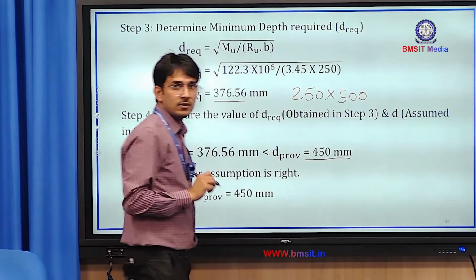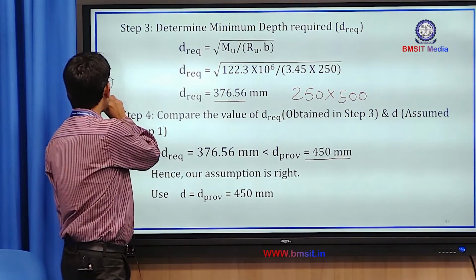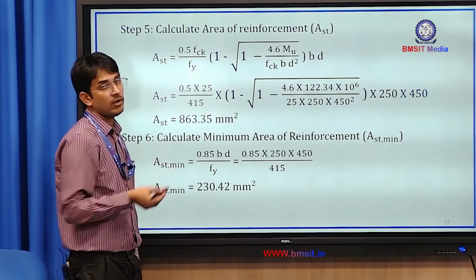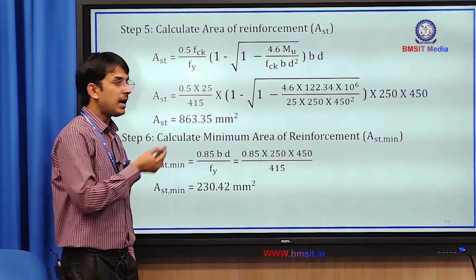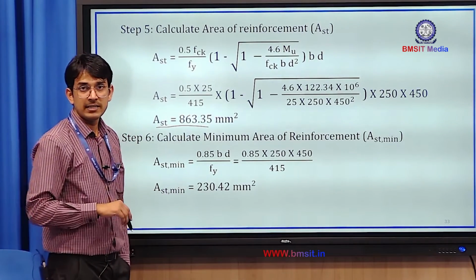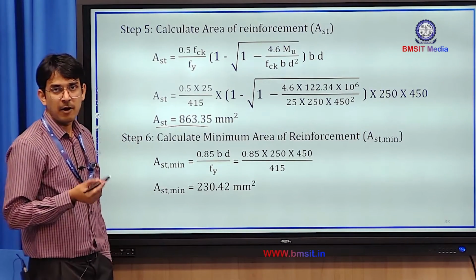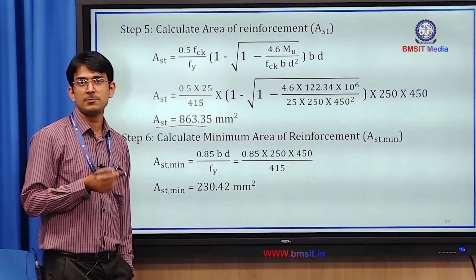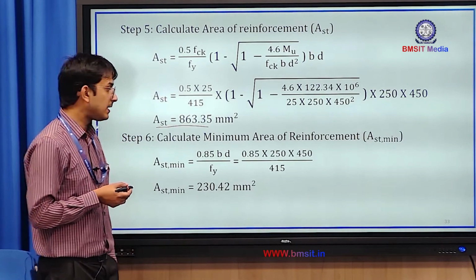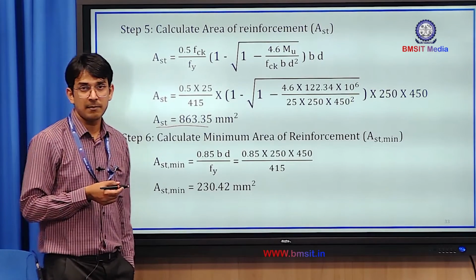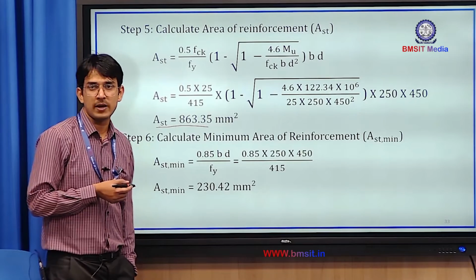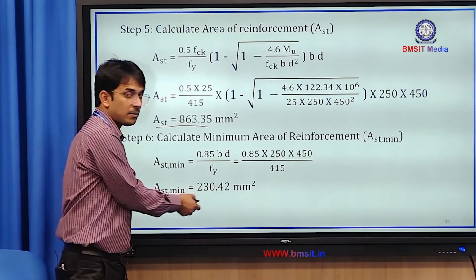It's correct. Okay. Now I will calculate the area of steel. So for area of steel, again we have the formula. I have all the values which are required in this equation. I put the values and I get the Ast. Now I have to calculate in step number 6 Ast minimum, how much minimum reinforcement we have to provide as per IS 456. So that is 0.85 b d over fy. b and d we already know, 250 and 450 mm, and 415 is given to us, that is 415 Newton per mm square. So easily we can calculate the minimum reinforcement.